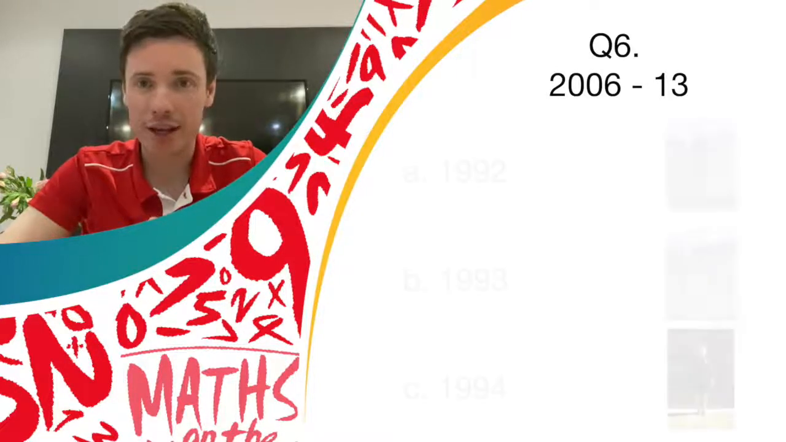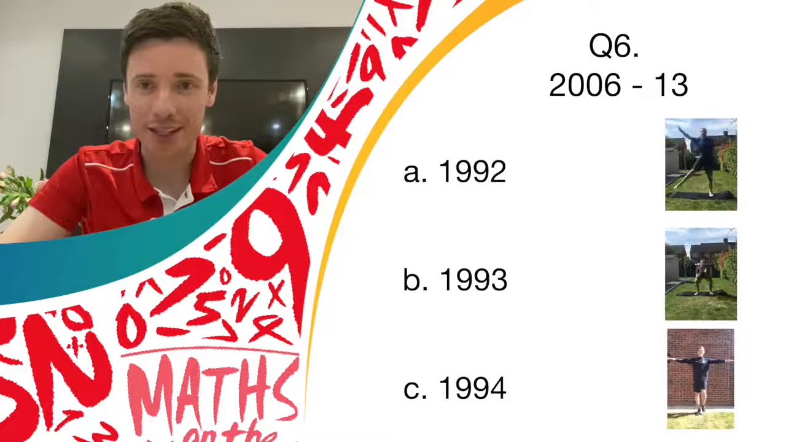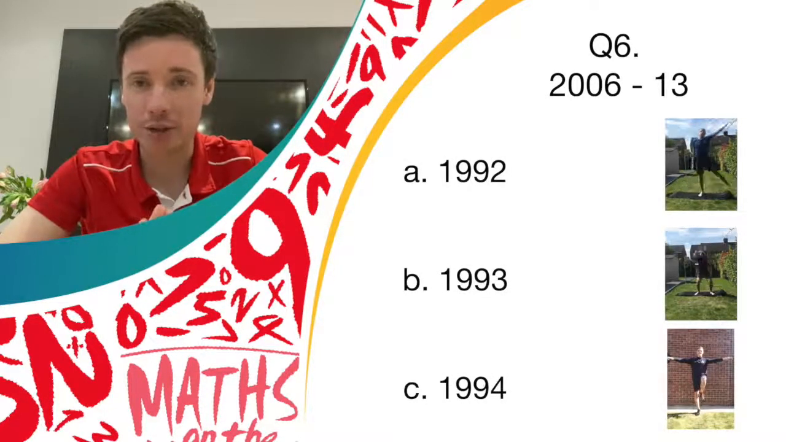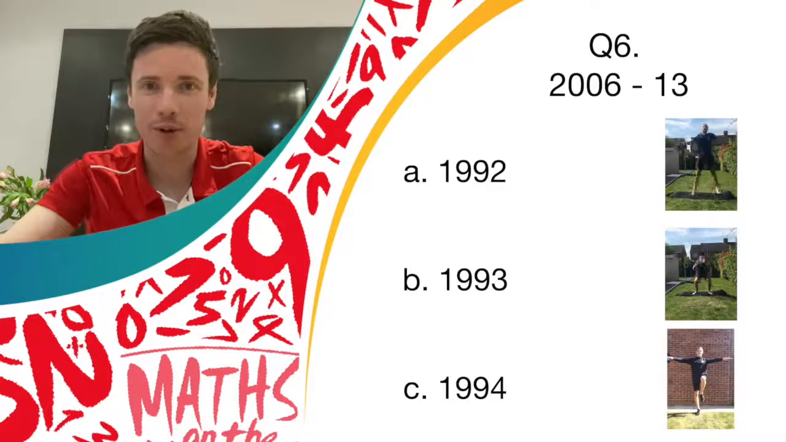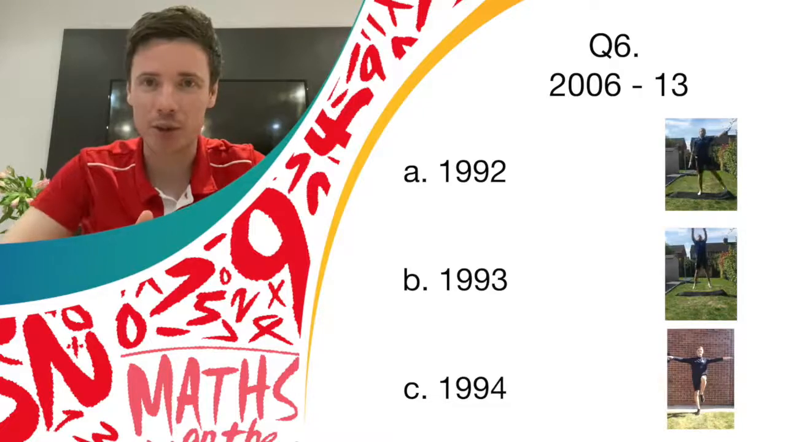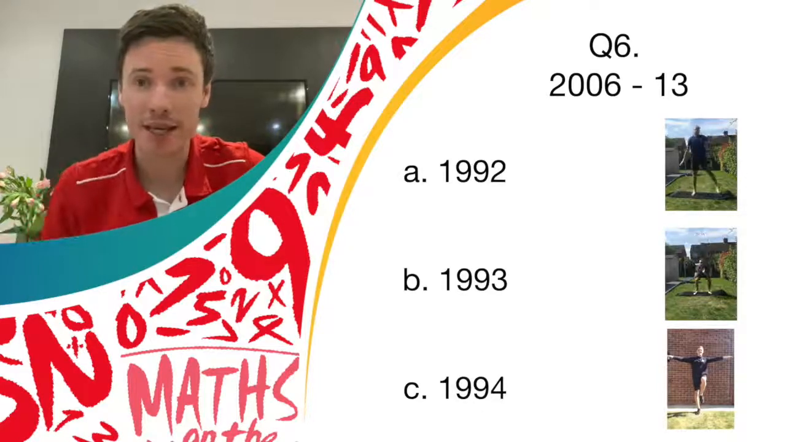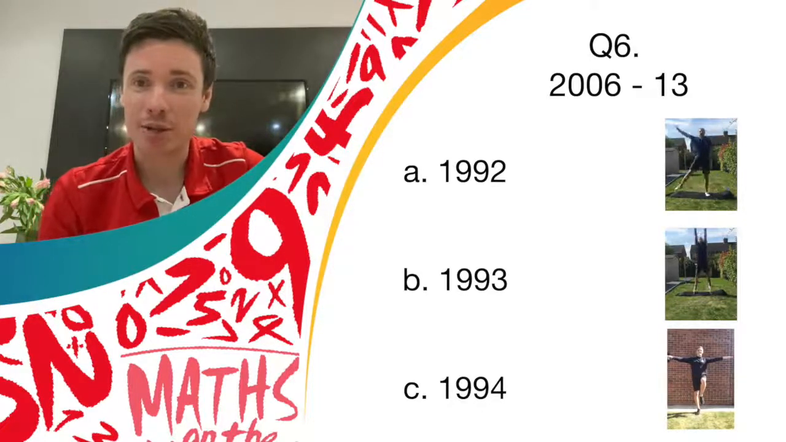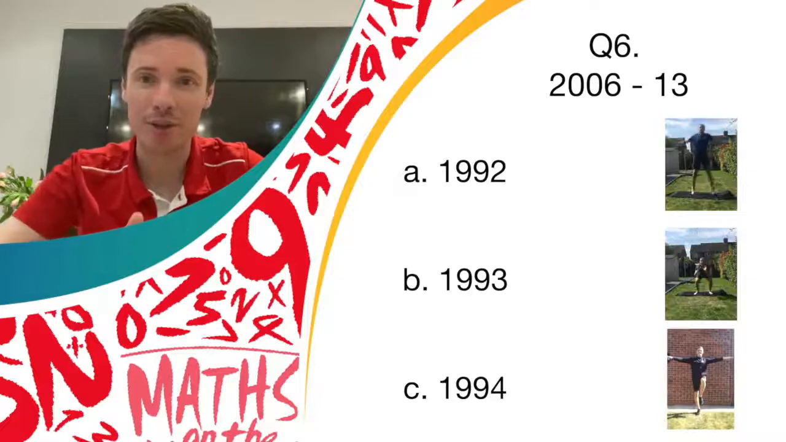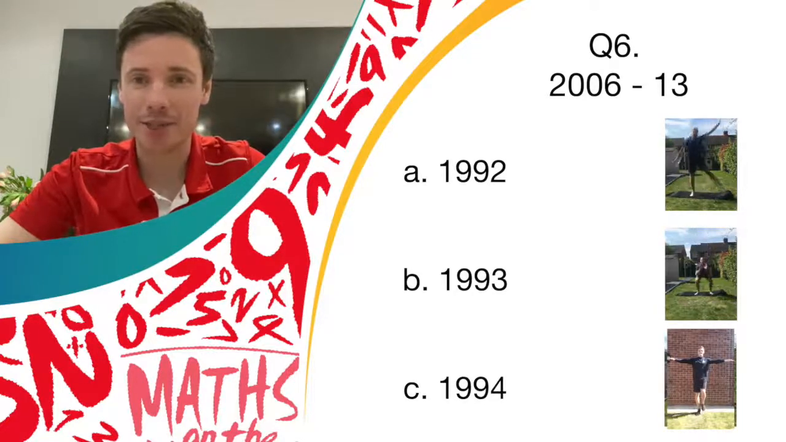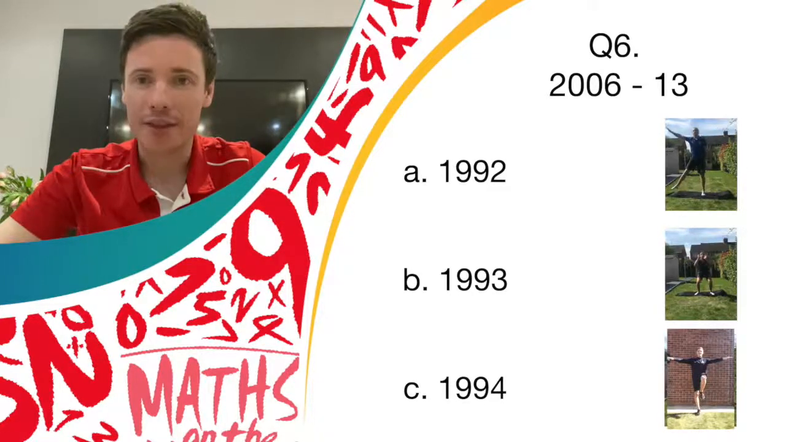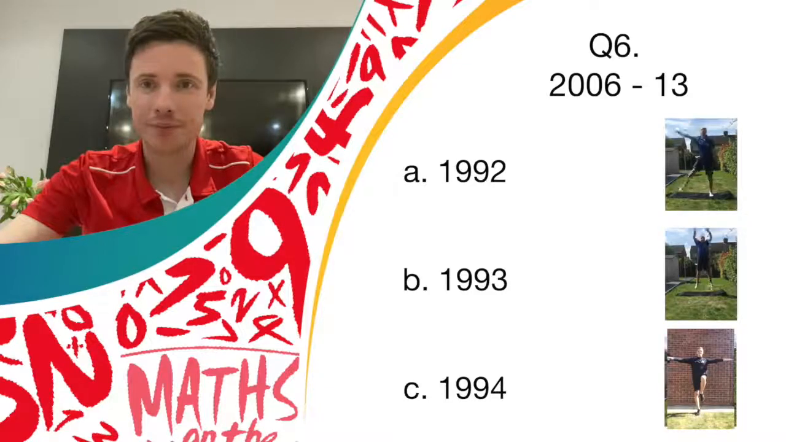So the options are 1992, 1993 or 1994. If you think you know the answer for this one, then if you think it's A, 1992, then it's pendulum legs. If you think it's B, 1993, then it's the bend and shoot movement. And if you think it's C, which is 1994, then it's a balance for you to hold.